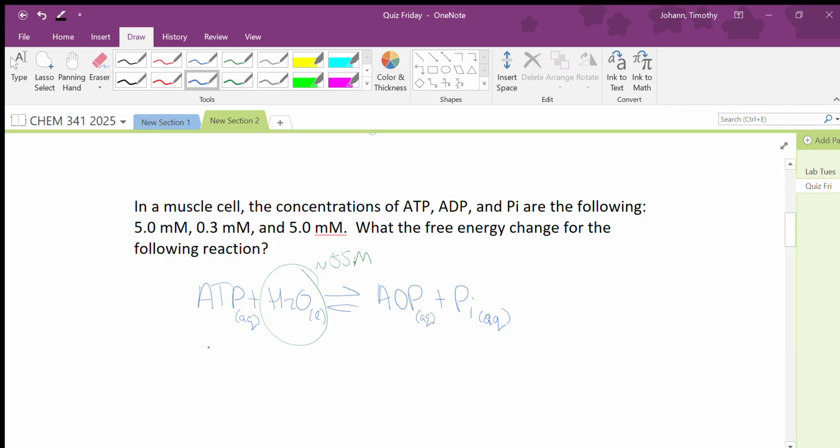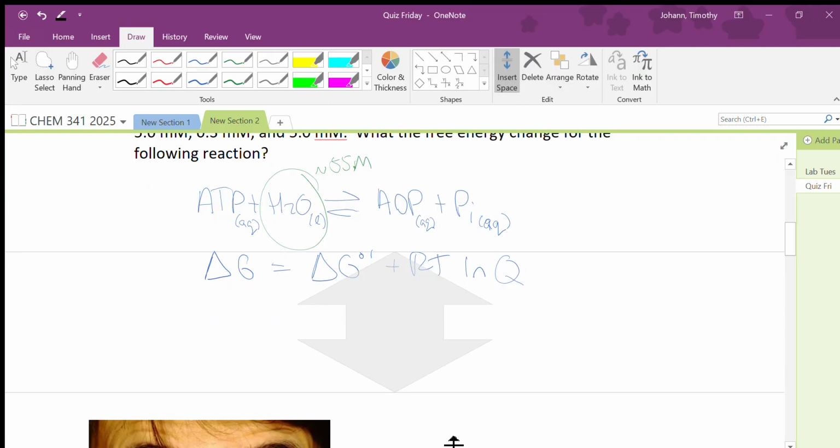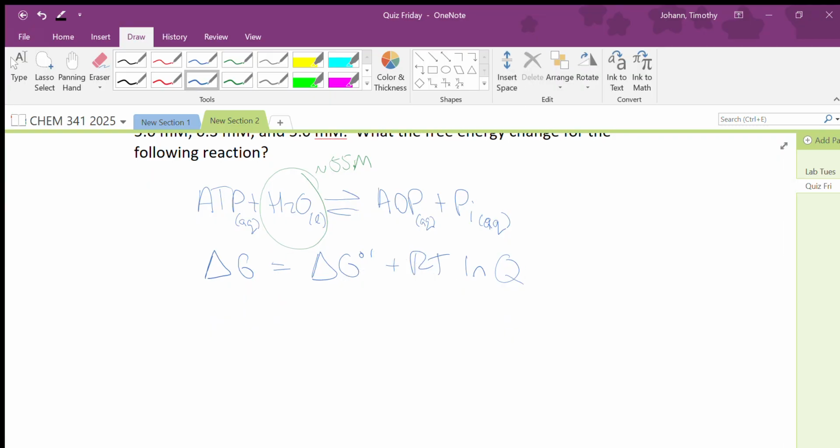So now we want to apply our equation, which is the free energy change is equal to the standard free energy change plus RT times the logarithm of Q. Applying that, we can just start plugging numbers in. Our standard free energy change for that reaction, the hydrolysis of ATP, anybody accidentally memorize it yet? Negative 30.5 kilojoules per mole.